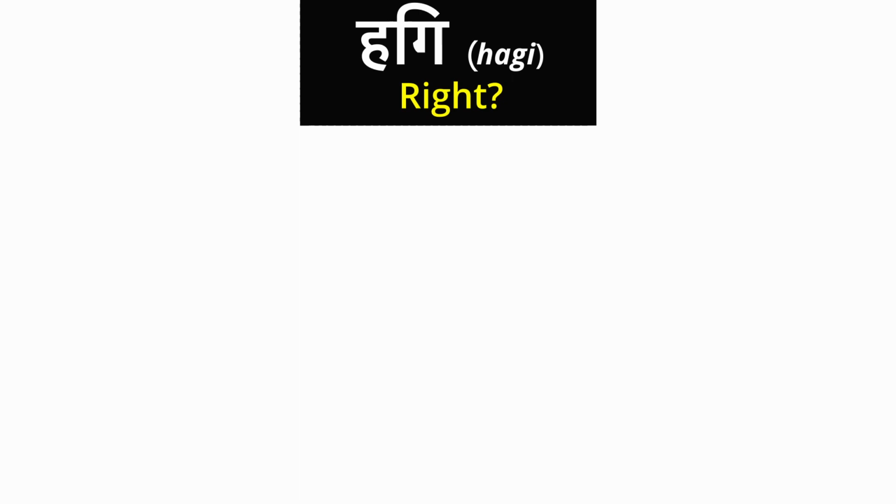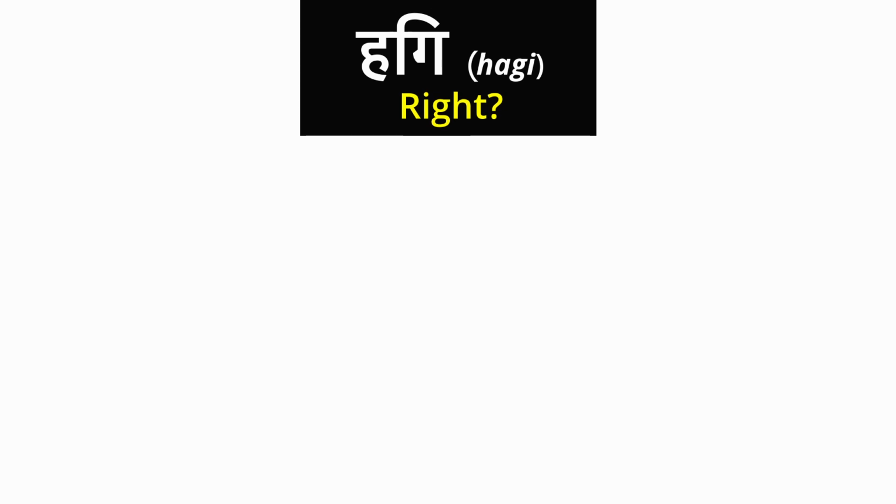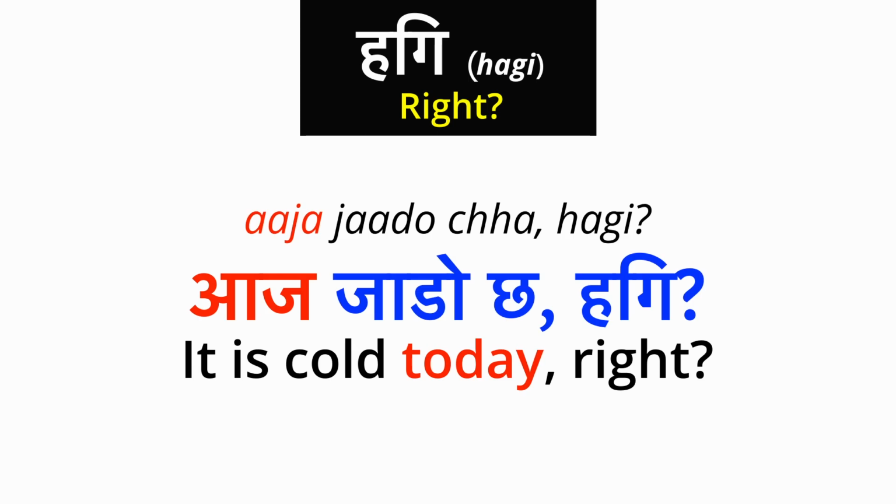Now, let's move on to the final particle of today's session, hagi. So, hagi can be used similarly to okay, but it also has another meaning, which is right. So when you say something and want to add right, for example, आज जाडो छ हगी. It's very cold today, right? Or you can also say आज जाडो छ है. Like I said, you can use hai and hagi in a similar manner. Hai also can sometimes mean right.